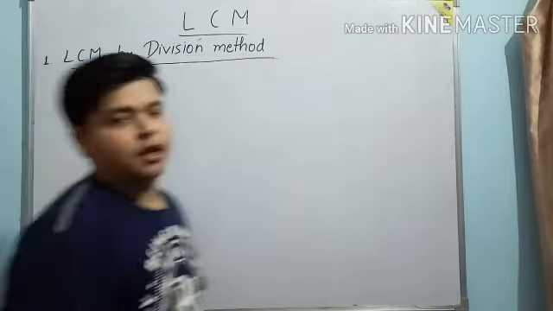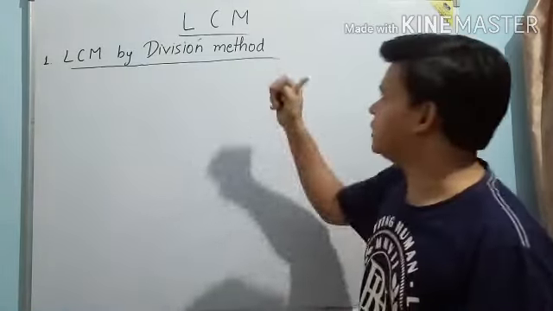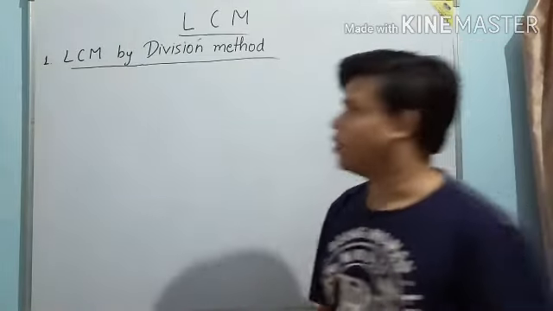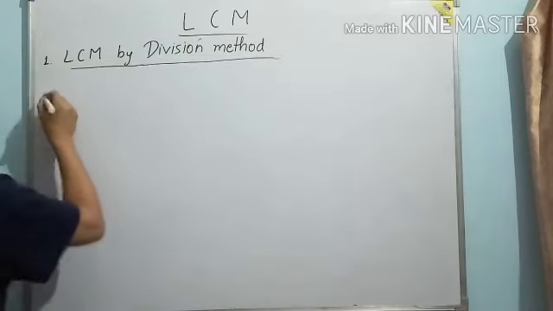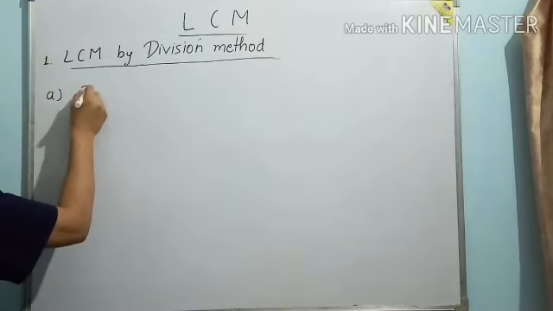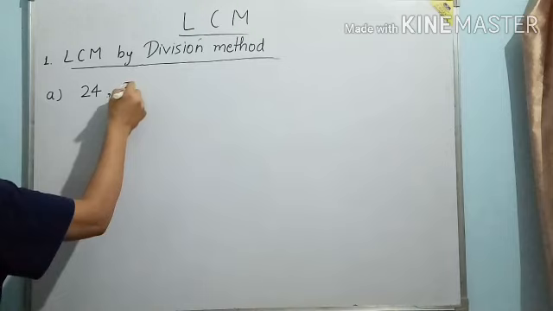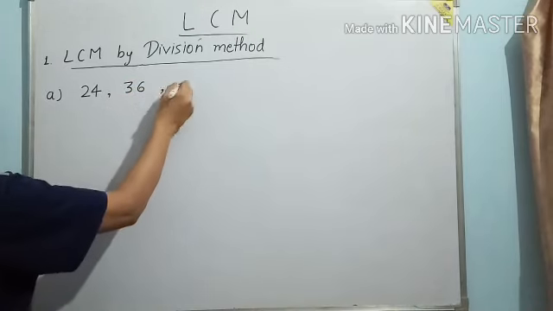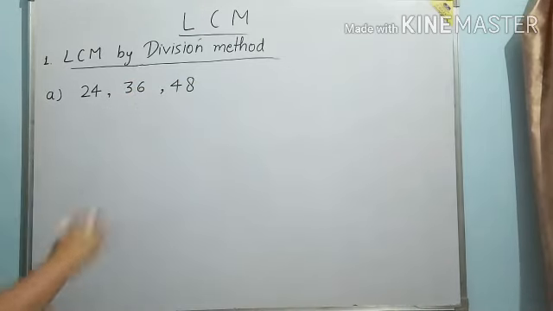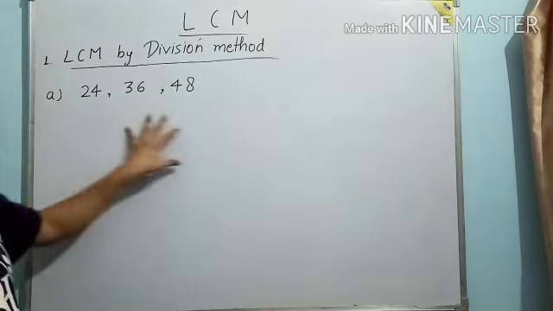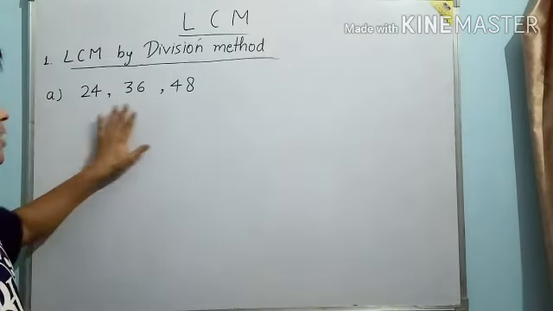Hello everyone. Today we will understand how to find LCM by division method. Okay, so let's take 2 or 3 numbers. So I am taking here 24, 36 and 48. I am doing it here by taking 3 numbers. You can also do it by taking only 2 numbers.